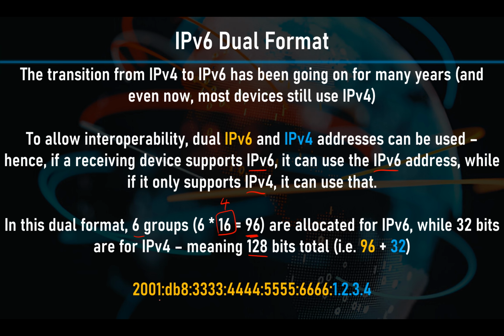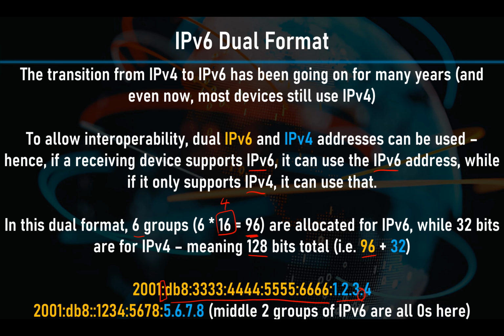So if we look at an example, obviously here, this orange is the IP version 6 part. This blue is the IP version 4 part. And notice how they're actually written in the same format. For example, the IP version 6 is going to use the colon, whereas the IP version 4 is still going to use the dot, the full stop, just to distinguish which is which.